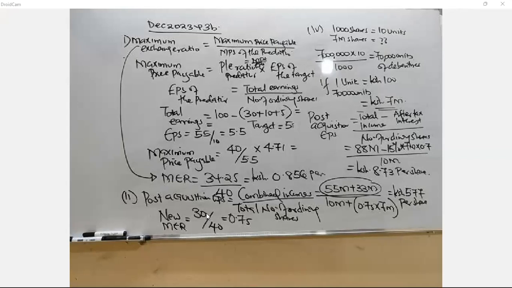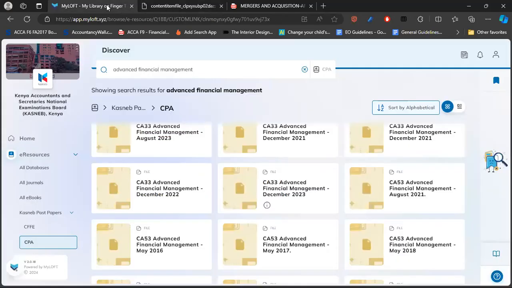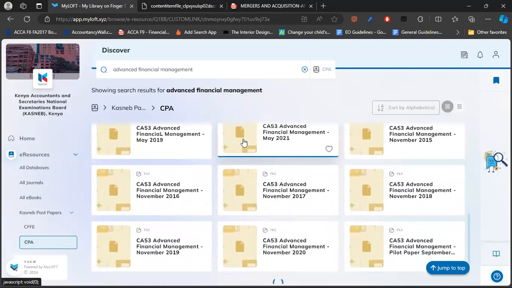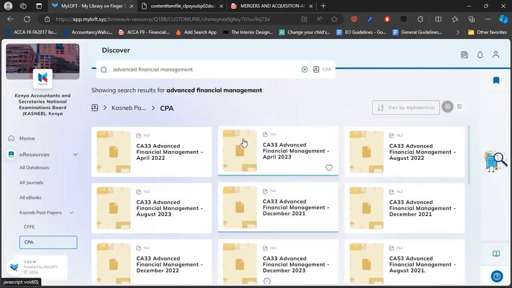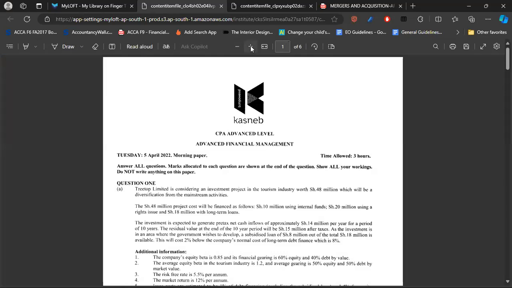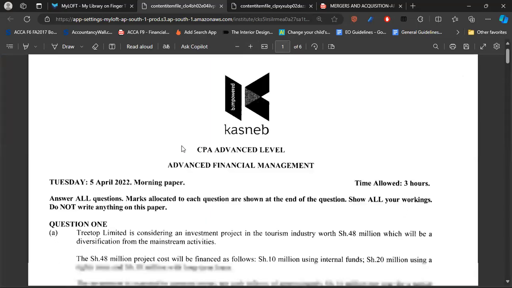Okay. I want us to do another question here. The question of merger conditions are very many. Now, let's try to do another question right now. We can do a question they tested in April 2022. April 22, they tested a question. And these questions are the last ones there.